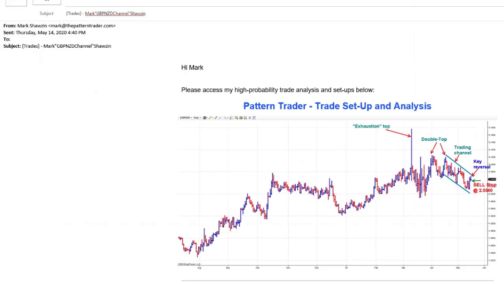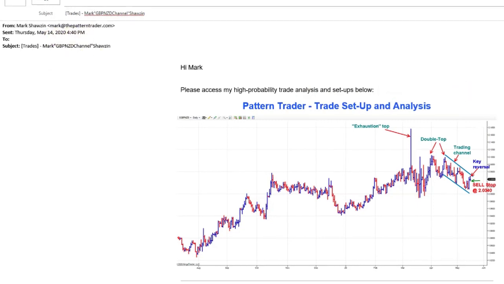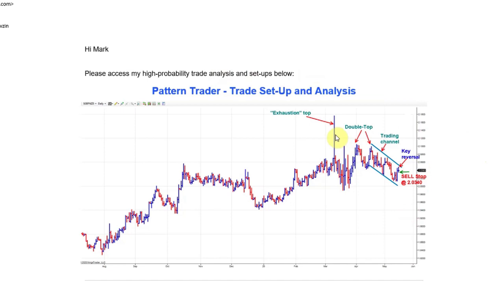This is a screenshot of an email that is sent every day to those on the Pattern Trader Elite program. Again, I send out a daily email with what I'm looking at, the opportunities. In this particular case, on May 14th at 4:40 p.m., upon observation of the daily chart. Again, the distinction with the weekly chart that I just talked about and the daily is that each price bar represents now one 24-hour session.